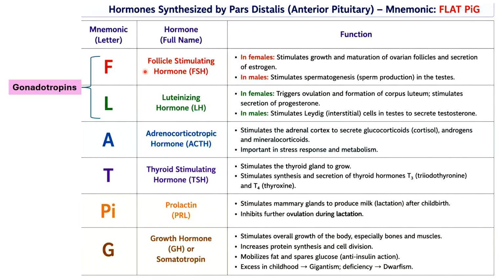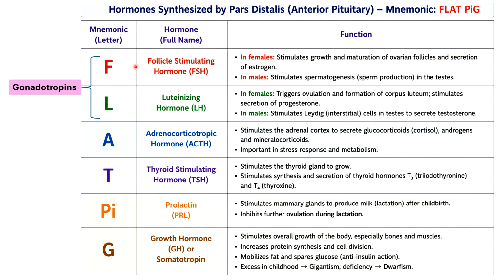We'll be covering the hormones that are secreted or released by both the anterior as well as the posterior pituitary. First, let's see the hormones that are synthesized by the anterior pituitary. You remember anterior pituitary has two parts, right? Pars distalis and pars intermedia. So these are the hormones that are synthesized by the pars distalis of the anterior pituitary. You can remember them using a very simple mnemonic, that is FLAT PIG. Flat pig, okay, not fat pig, flat pig.